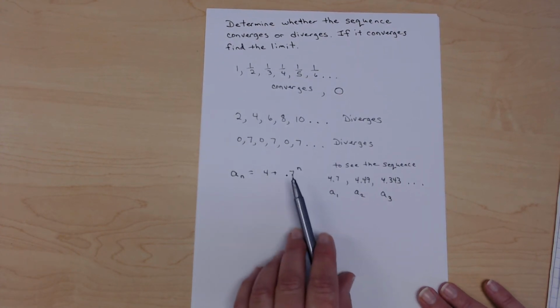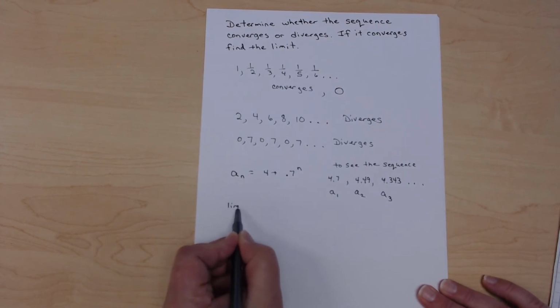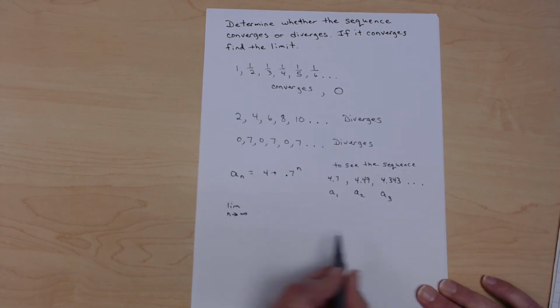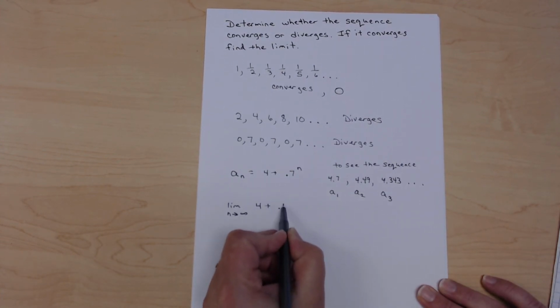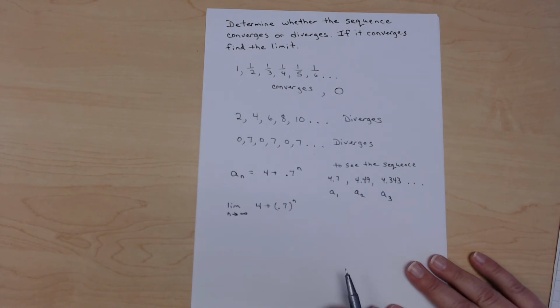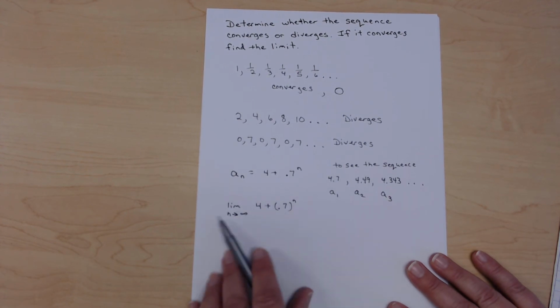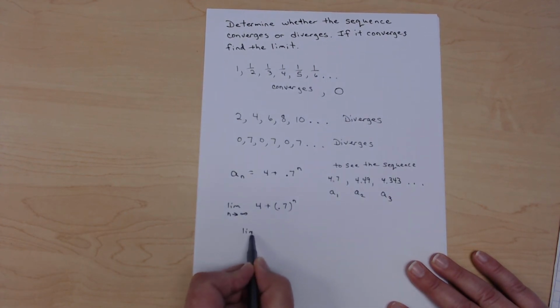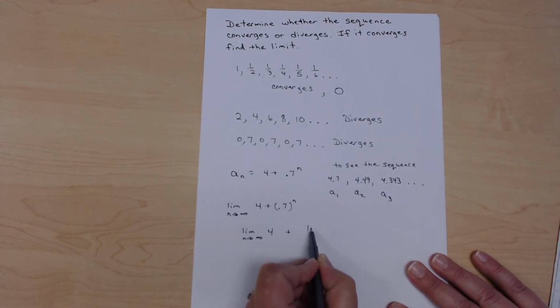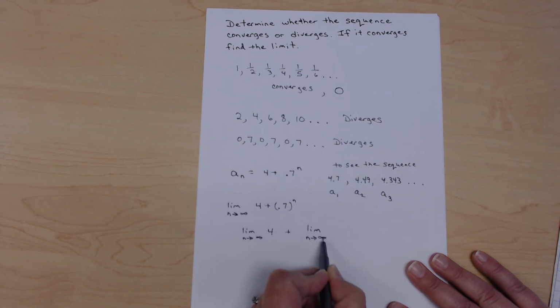Okay, so to do that, we're going to do the limit as n approaches infinity, right? Because it's getting bigger and we want it to go all the way to infinity, of 4 plus 0.7 to the n. Okay, so we're going to split this up. Remember, the law of limits says I can split this up however I want. So I'm going to do the limit as n approaches infinity of 4 plus the limit as n approaches infinity of 0.7 to the n.